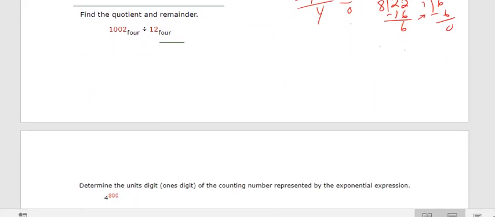Find the quotient and remainder for 10024 divided by 12, 4.